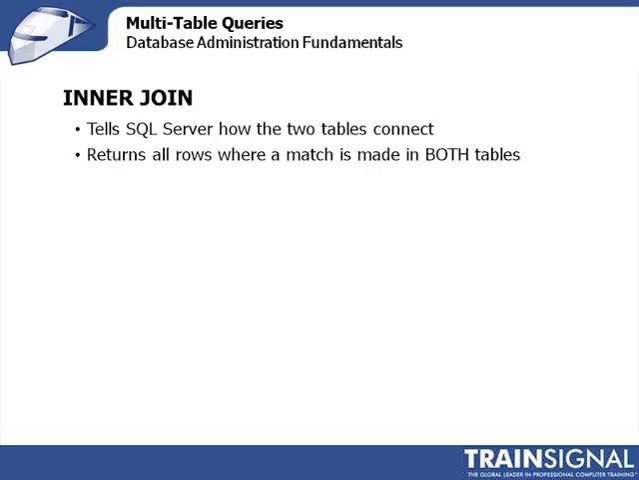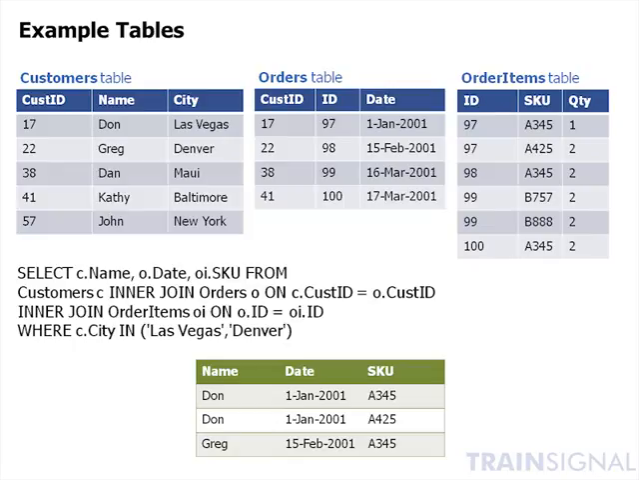An inner join tells SQL Server how two tables connect and returns all rows where a match is made in both tables. Here are our three example tables again on the top of the screen in blue. In the middle is the query we're executing. I need to point out a few things about the way this particular query is written. First of all, the select portion is specifying three different column names: c.name, o.date, and oi.skew. So where does the c. o. and oi. come from?